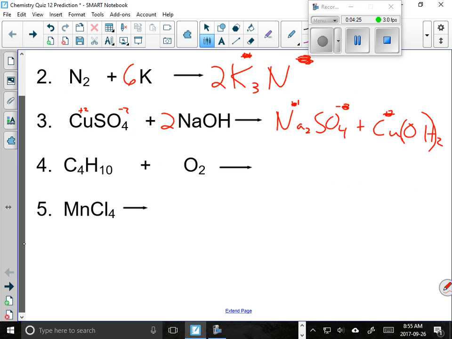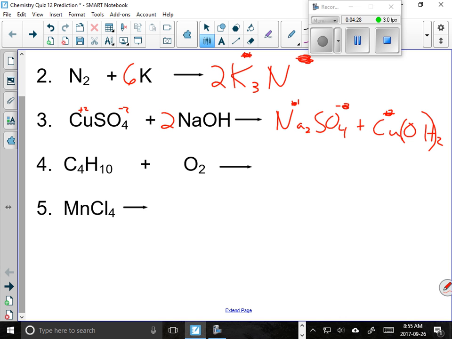Okay, number 4, I've got a hydrocarbon reacting with oxygen. So this is a combustion reaction. What are always the products? CO2 and water. Special balancing rules. Do I need them both? Yes. All right, so we start out with the rule of 2. 2 times 4 is 8, so I go back over here and make sure I have 8 carbons. 2 times 10 hydrogens is 20. 10 times 2 hydrogens is 20.